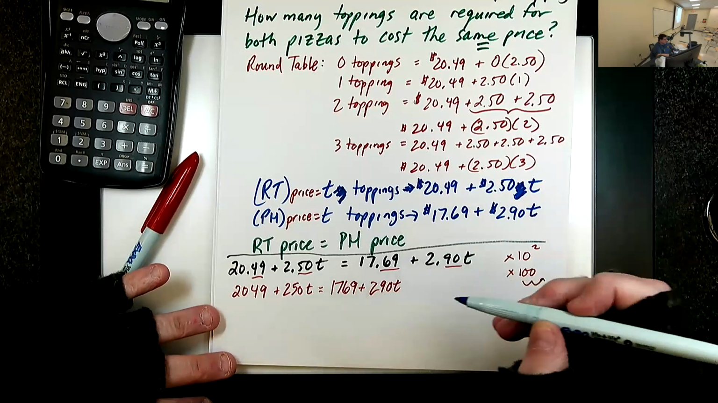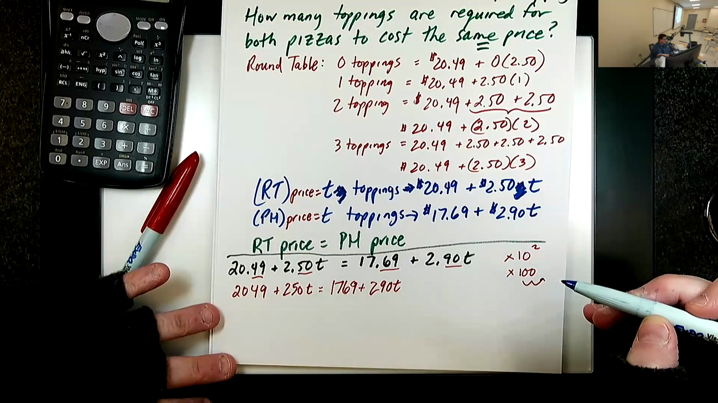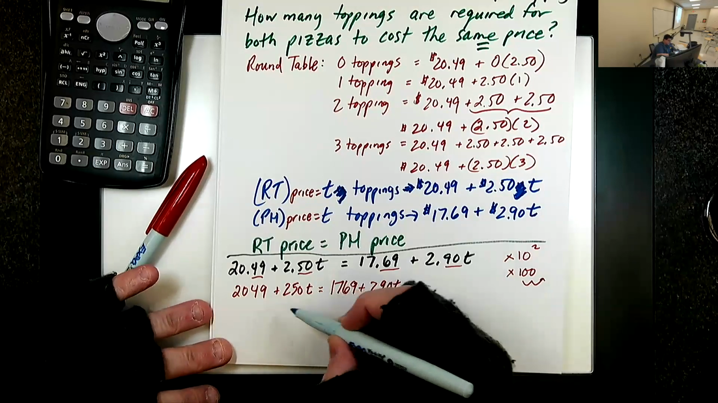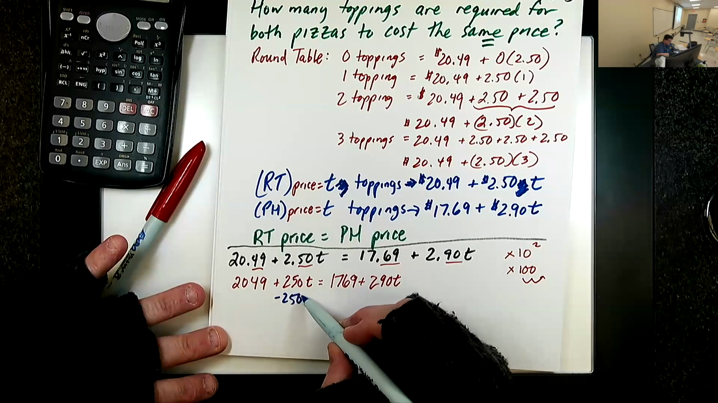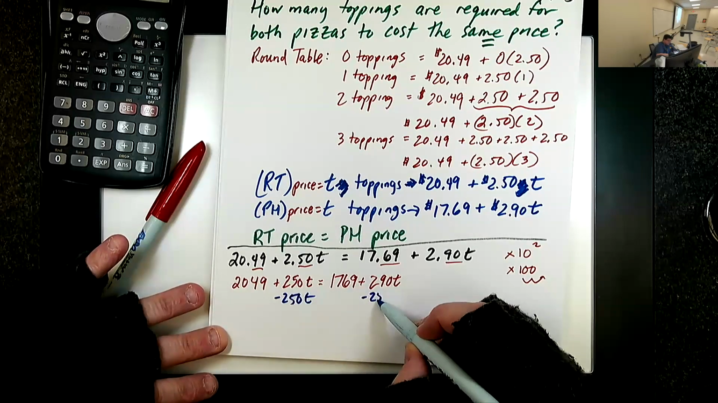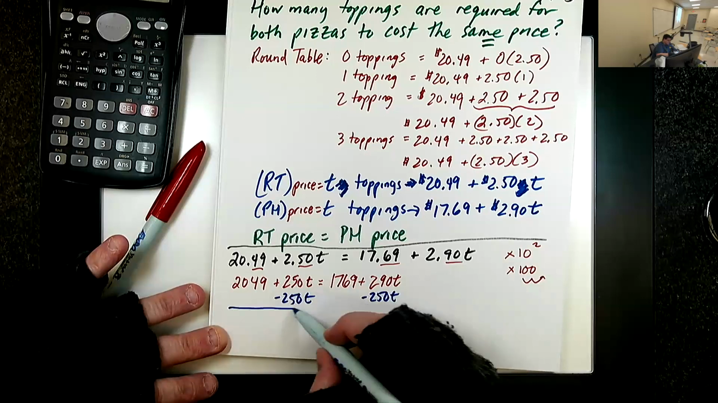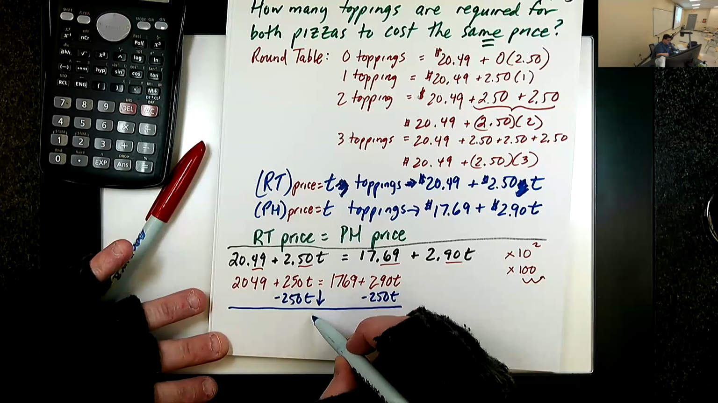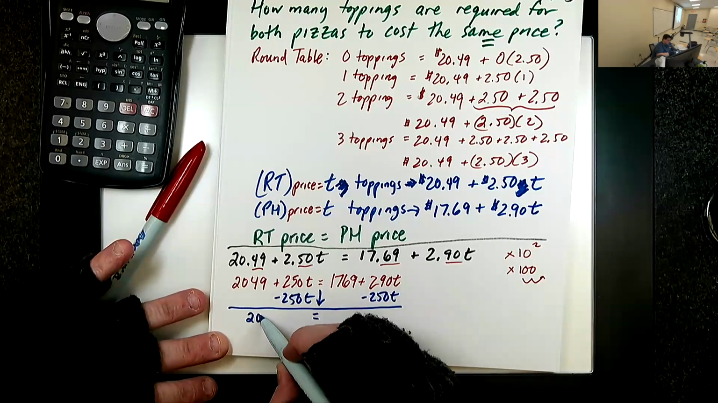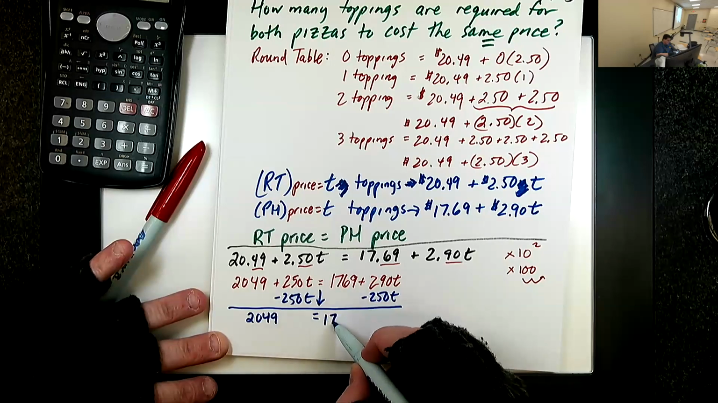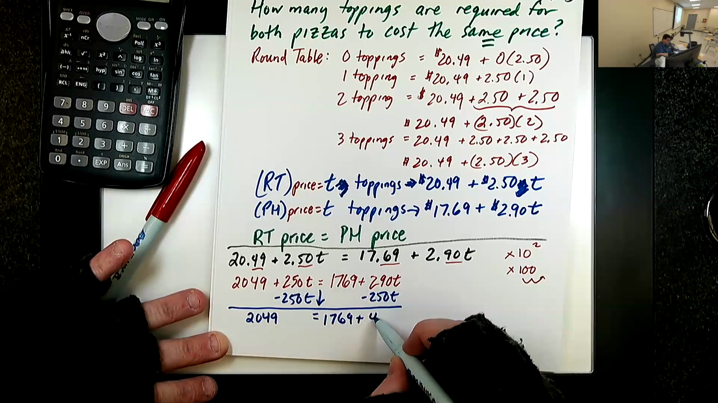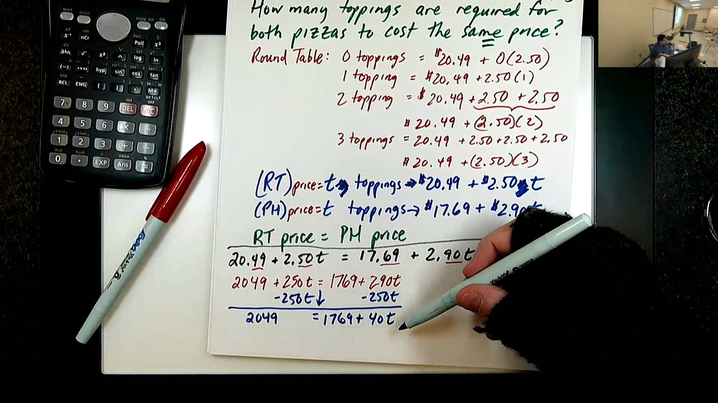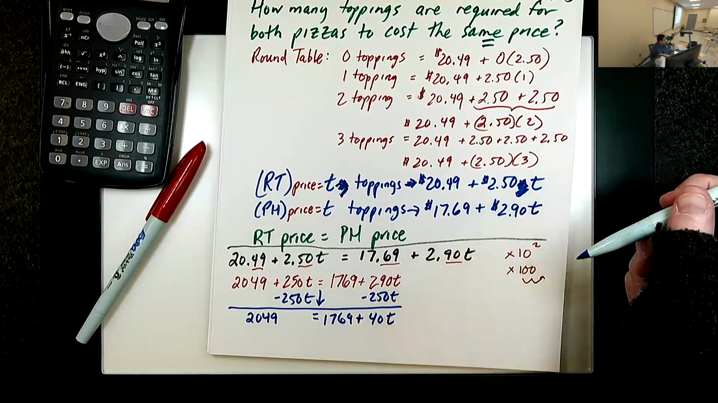Are you with me, Selena? You look like you're zoning out on me. To get the t's together, I'm going to move the smaller t. I'm going to subtract the 250t. And I bring my equal sign down. I got 2049 equals 1769 plus 40t, since 290 minus 250 is 40. And this is why I write my t's with a curl. That way it doesn't look like the plus sign.